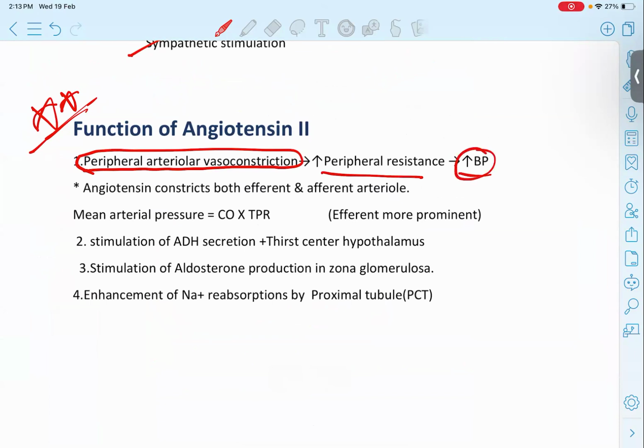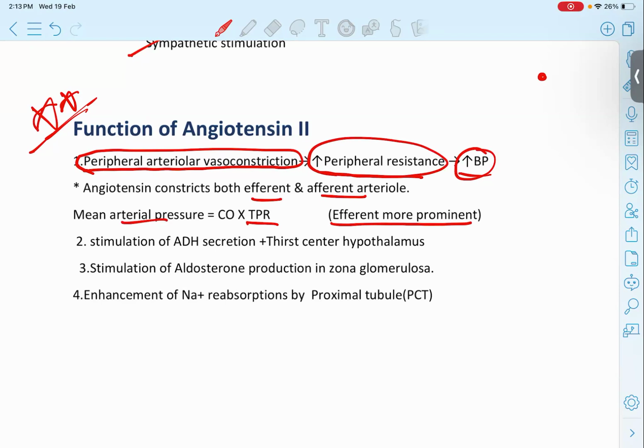Next, angiotensin constricts both efferent and afferent arteriole, but efferent constriction is more prominent. So we know that if there is constriction in the efferent, then that increases filtration. And ultimately it is an overall vasoconstrictor. So vasoconstriction means increasing peripheral resistance. So the mean arterial pressure will also increase because it will increase total peripheral resistance.